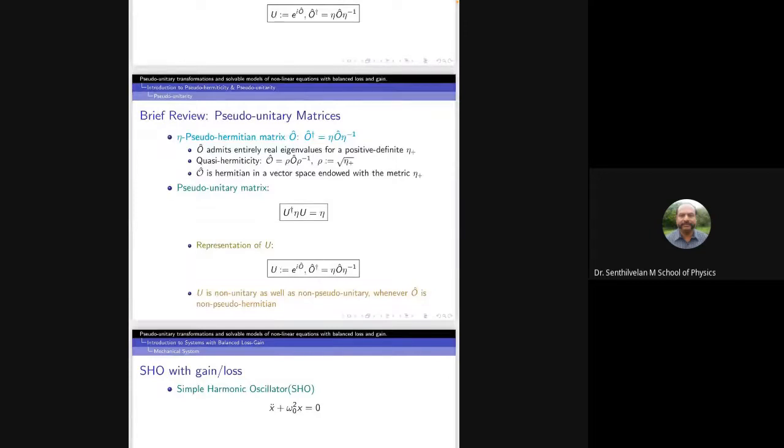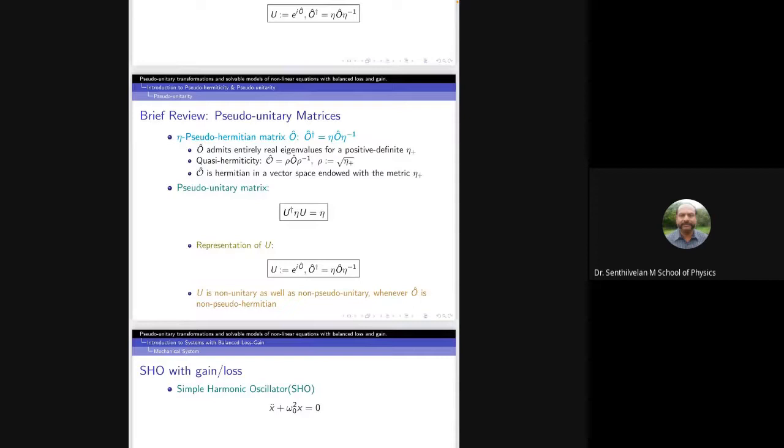But in this lecture, in this talk, I'm not talking about any quantum mechanical system, but just relating things from one area to another area. Okay, so this is all I wanted to say about pseudo-unitary matrices and pseudo-Hermitian matrices. This is a very brief review, and it will serve our purpose for this talk.